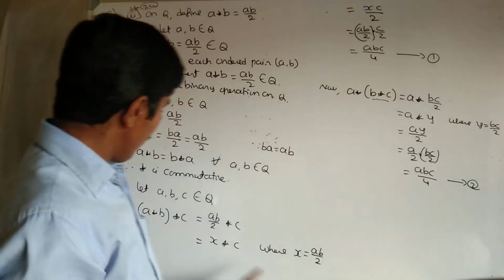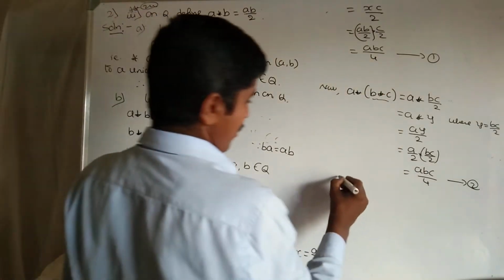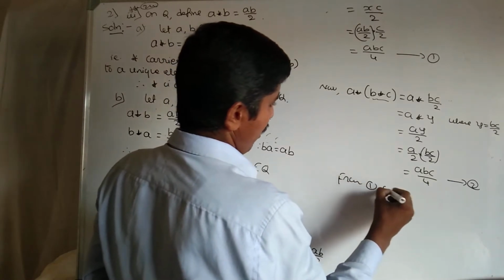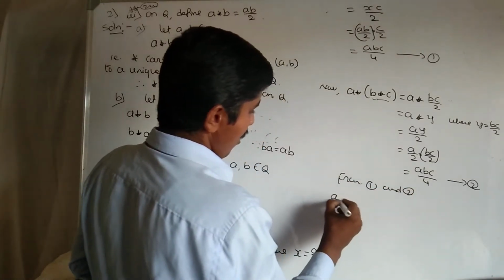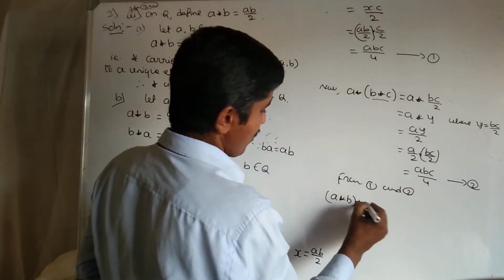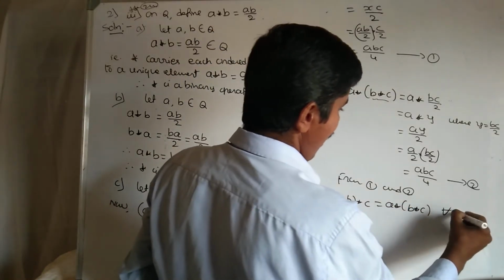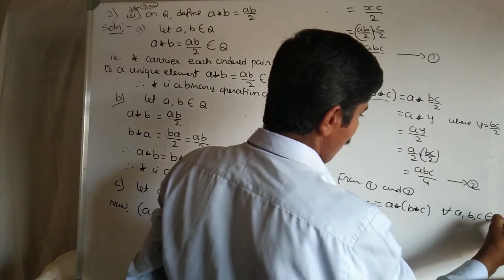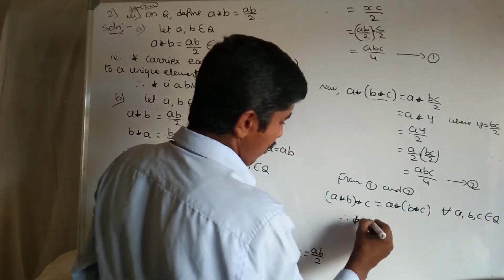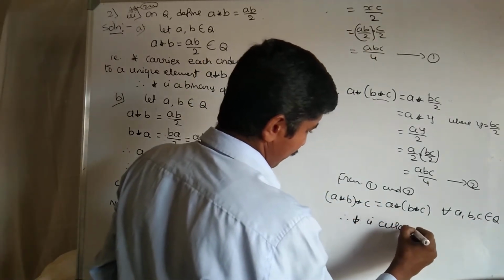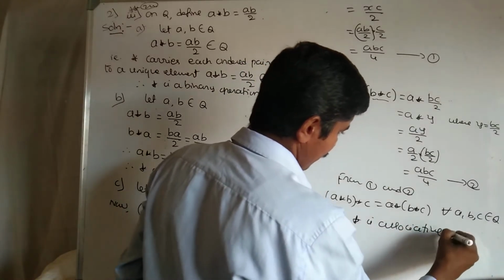Both are equal. Therefore, clearly LHS equal to RHS. From equations 1 and 2, A star B of star C is equal to A star of B star C for all A, B, C belongs to Q. Therefore, star is associative. Got it?